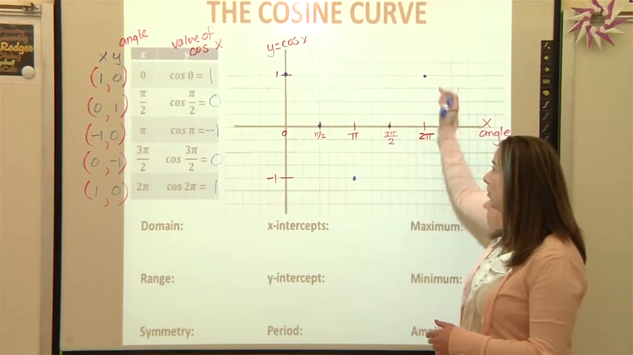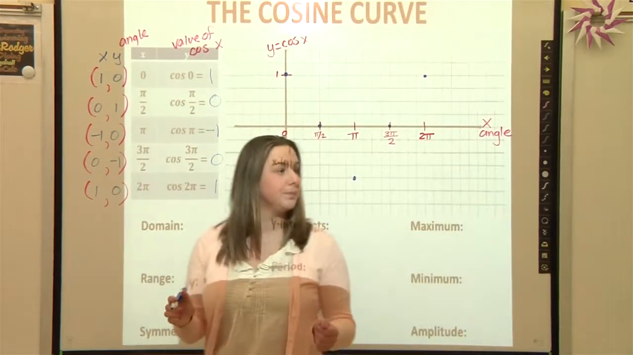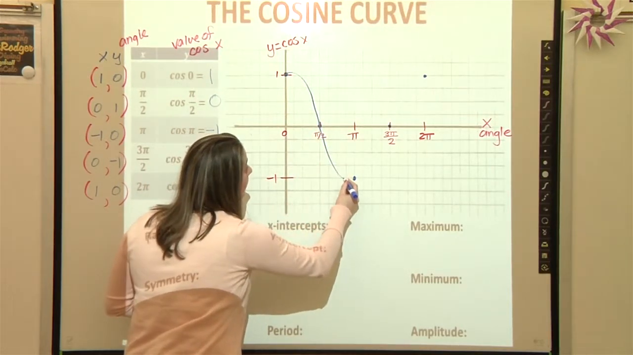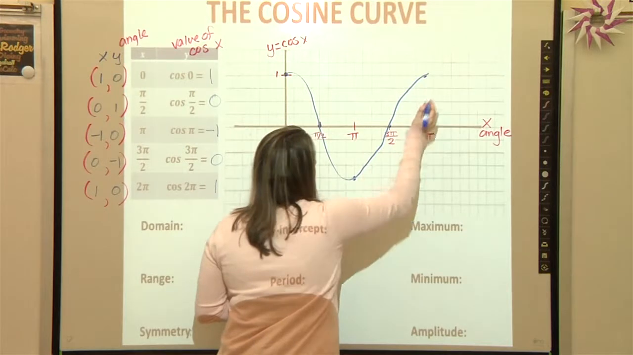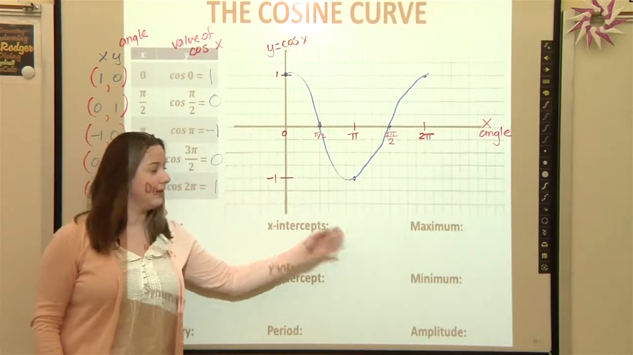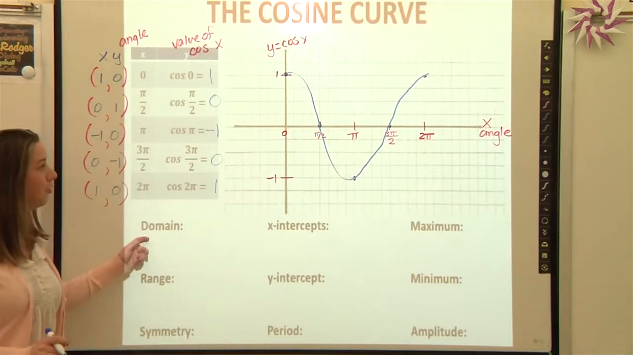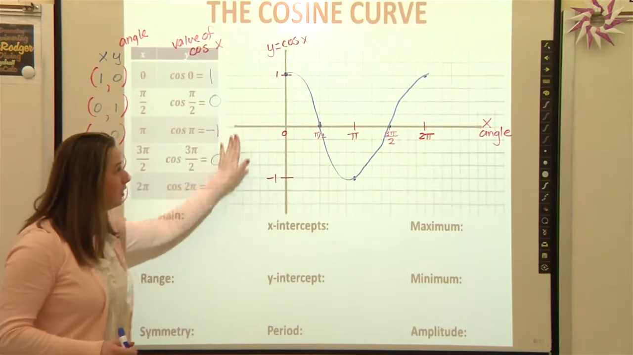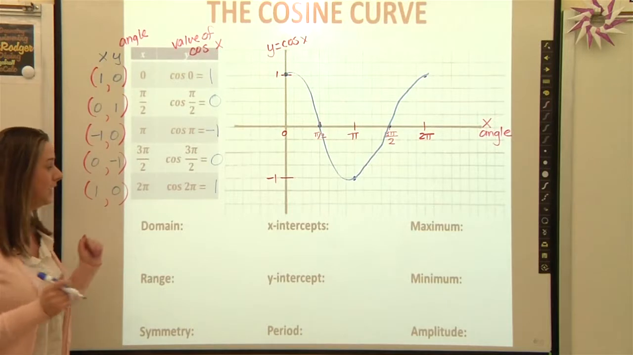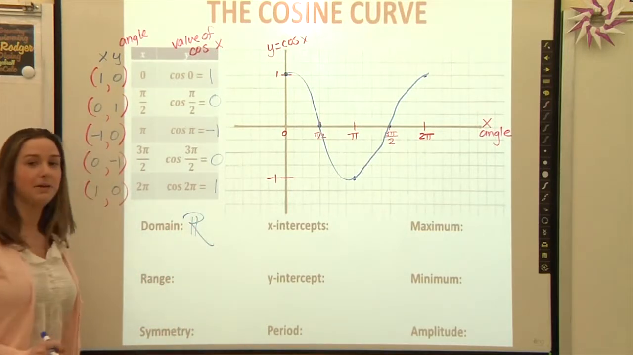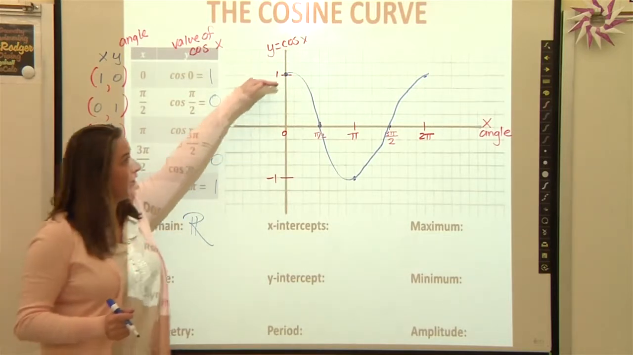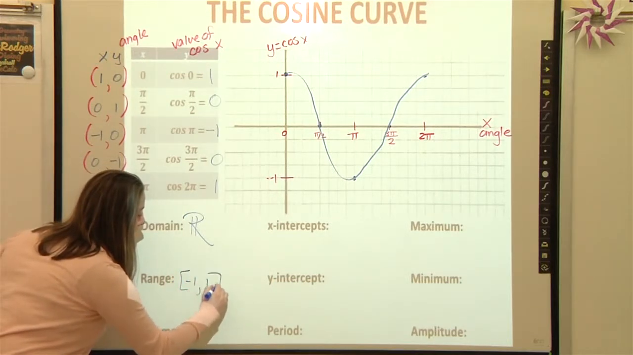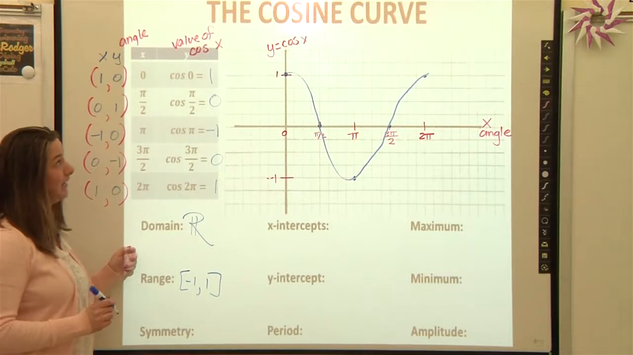So now I can connect these ordered pairs with a smooth curve. This is my cosine curve. Let's look at some key features of it. Our domain. This is going to be one period of our cosine graph. This curve will continue on and on to infinity in both directions. So our domain is going to be all reals. Our range is going to be 1 to -1. These are the same for both cosine and sine.